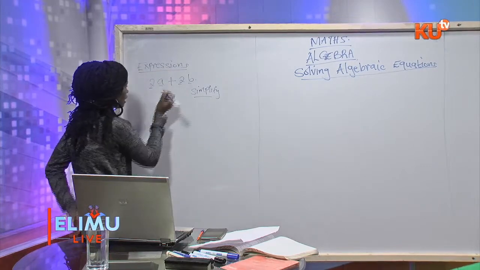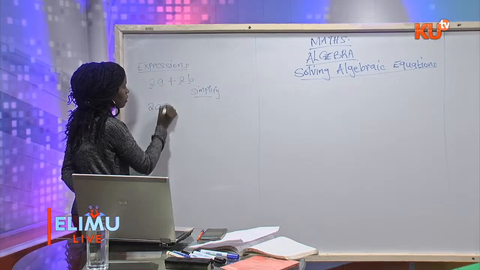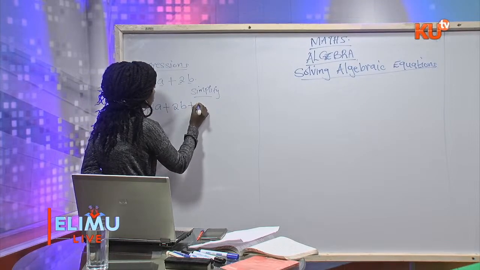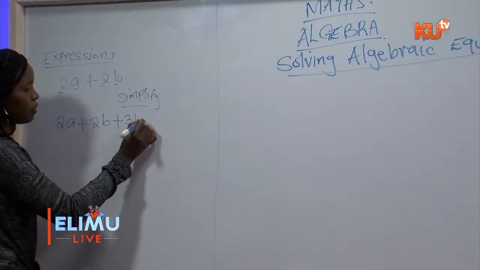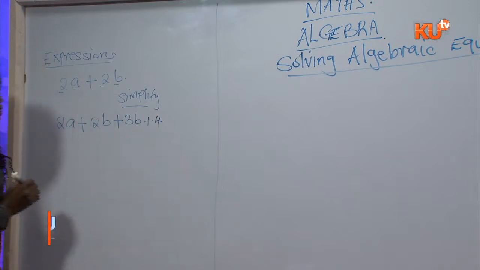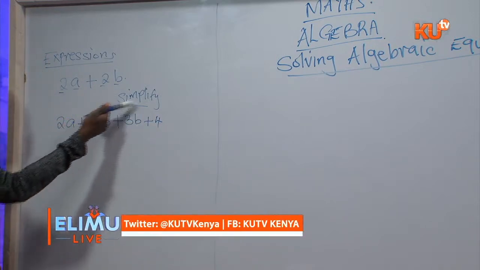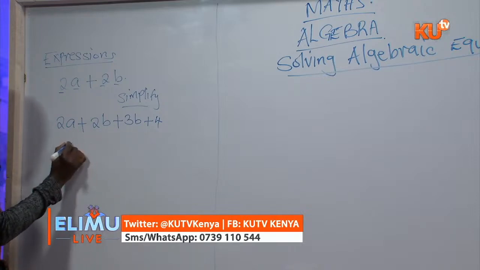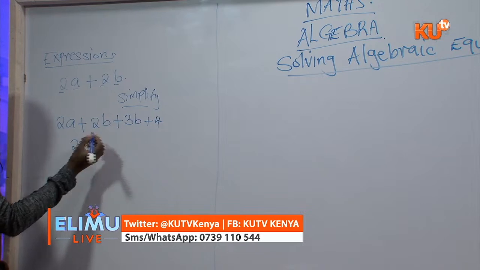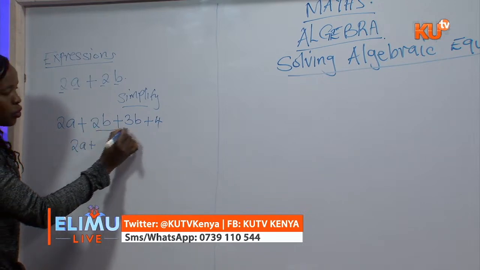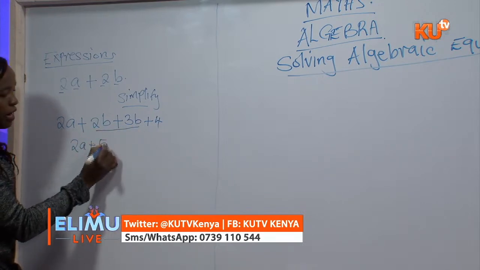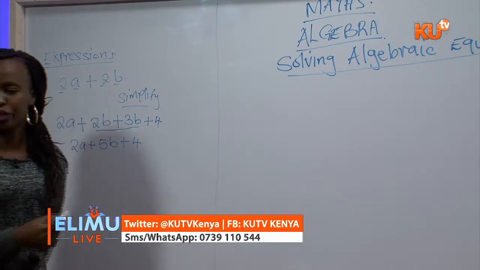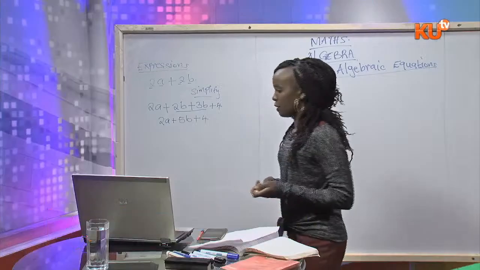You can have another example of an expression. For example, 2a plus 2b plus 3b plus 4. We have said we cannot solve them, we can only simplify them, whereby we put the like terms together. Here we have 2a plus 2b plus 3b, we get 2a plus 5b plus 4. We can't go beyond there, we can only simplify them.